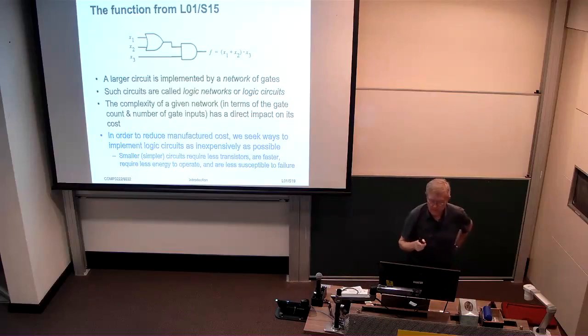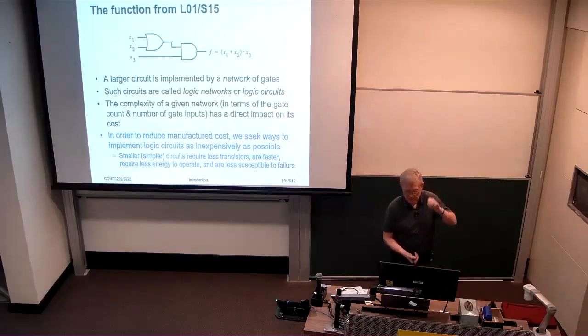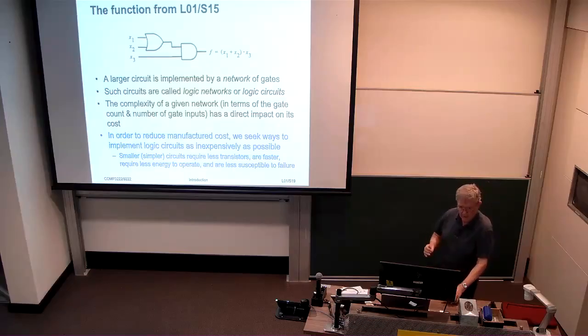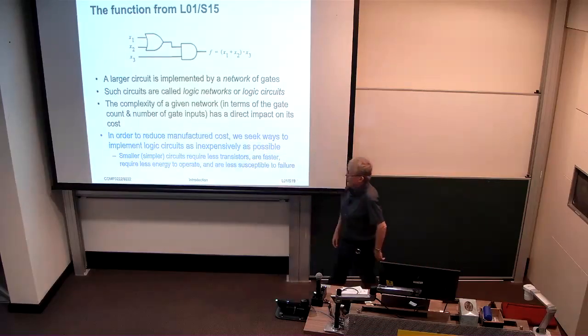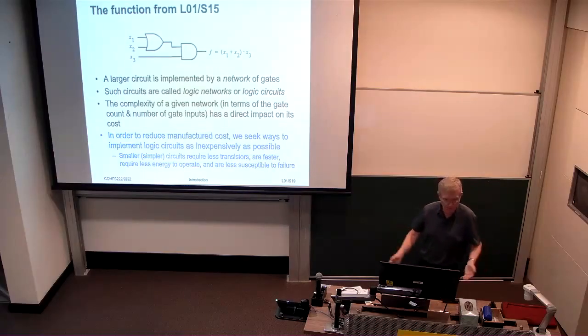Okay. All right, so I'm going to introduce an important point here. The third dot point there, that the complexity of a given network in terms of the number of gates and the total number of inputs to those gates has a direct impact on its cost. And given it's an engineering discipline, we're concerned with keeping costs to a minimum, right? So in order to reduce manufactured cost, we seek ways to implement logic circuits as inexpensively as possible, right? Otherwise, you wouldn't get phones for $2,000. You'd have phones for $25,000, right?